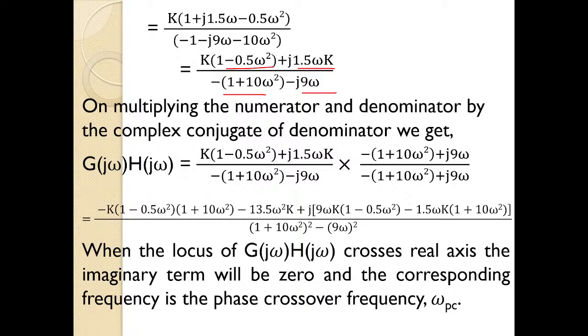So simply what we have to do? We have to replace s by j omega in the g of s h of s equation, and after replacing s by j omega, you multiply the numerator factors and the denominator factors. After multiplication, just separate the real values and imaginary values. Write all the imaginary values on one side and the real values on the other side. Just segregate them and write down this equation. Okay, so you'll get this equation.